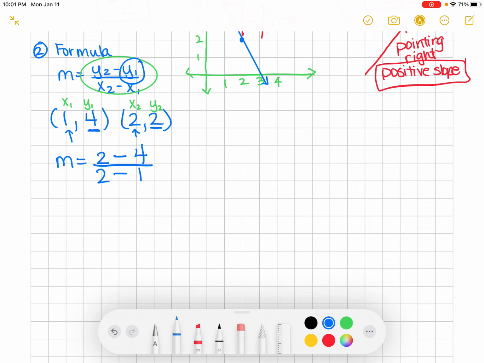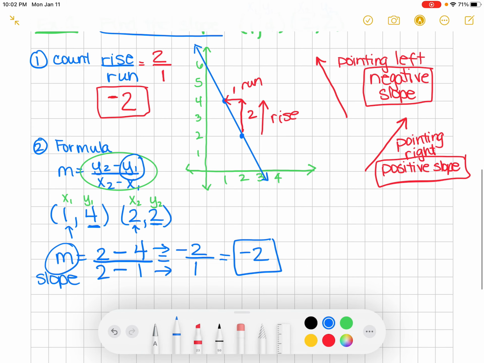And now I just solve this. I'm just going to go out to the side. 2 minus 4 is -2, and 2 minus 1 is 1. So I just solved this problem and solved this problem. And now this is my slope, but I need to reduce it, so it's just -2. And that's what my slope equals. Remember, m is slope. So my slope is -2.